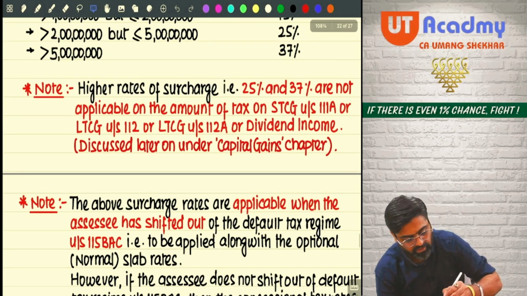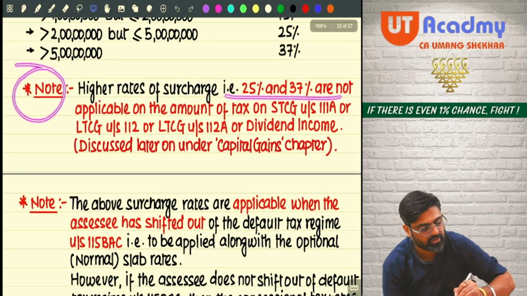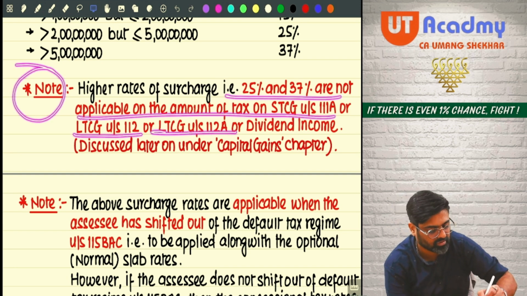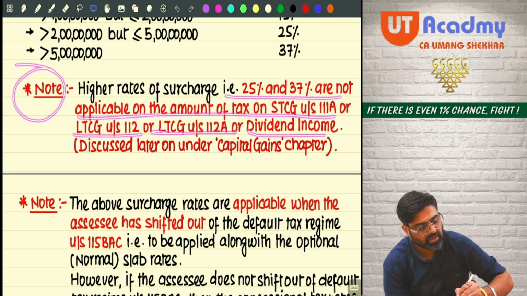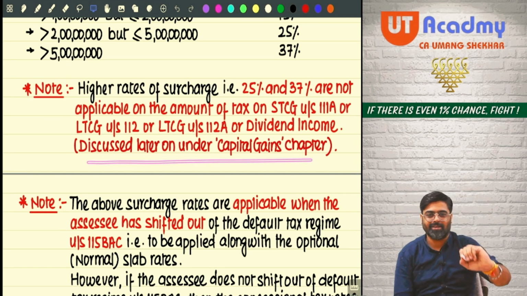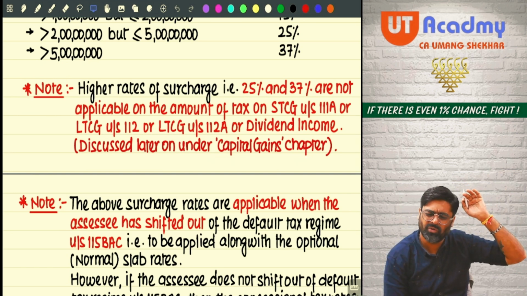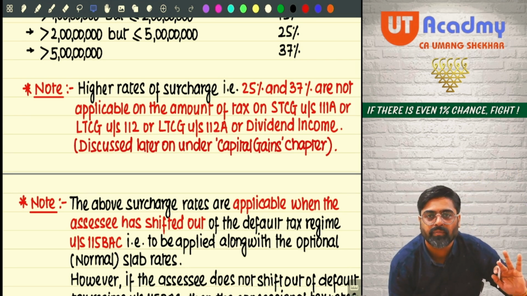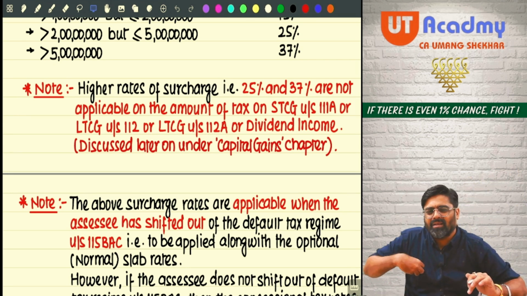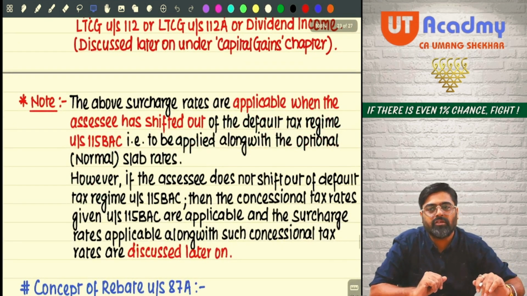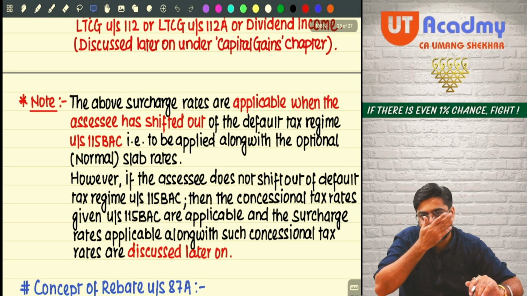Now please read this note. Higher rates of surcharge, 25 and 37, are not applicable on the amount of tax on STCG 111A, LTCG 112, LTCG 112A or dividend income, discussed later on under the capital gains chapter. I told you that we'll be doing the capital gains chapter. We'll have huge clarity about these things. But right now, this is the basic discussion I have done with you. Okay? Now, please pay attention.